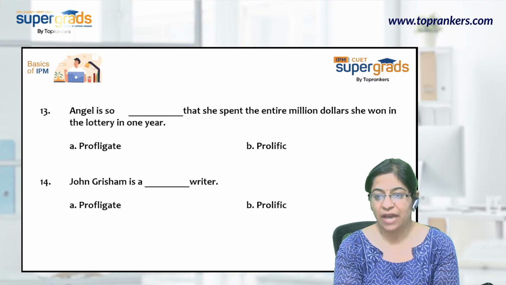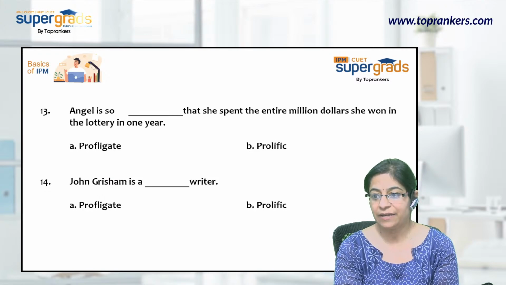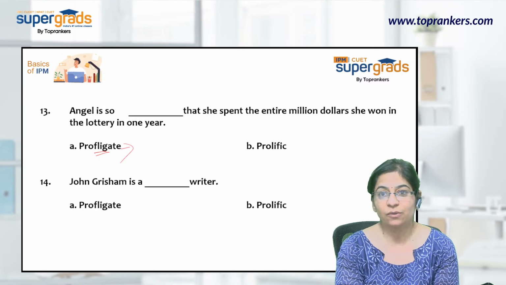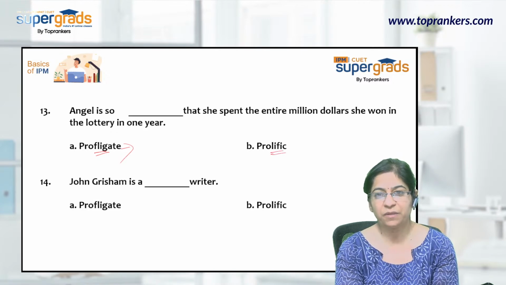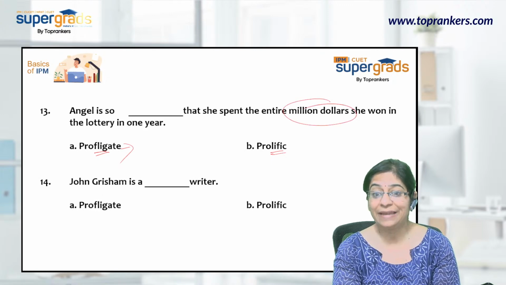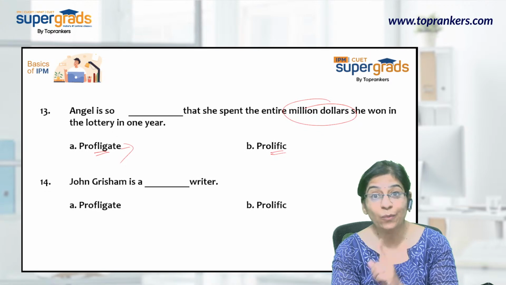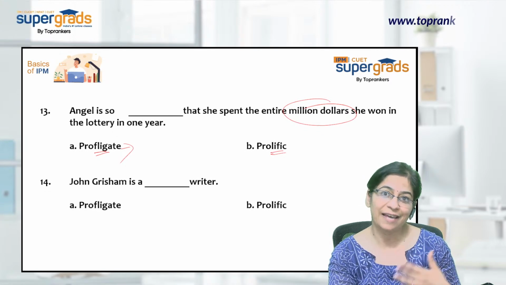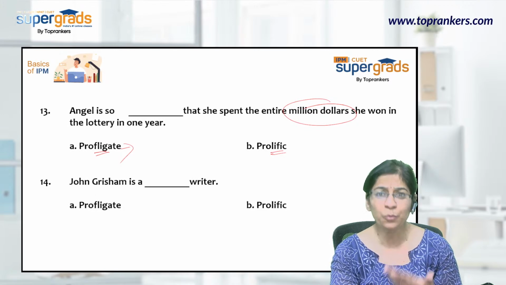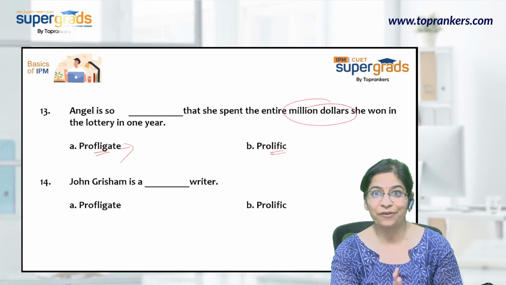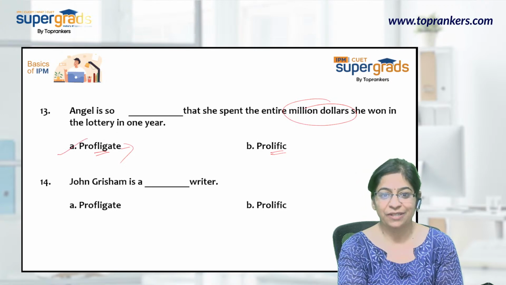Angel is so dash that she spent the entire $1 million she won in the lottery in 1 year. Profligate means somebody who's extravagant or wasteful, and prolific means somebody who's productive. Now, Angel has spent the entire $1 million in 1 year. She just spent that money. So probably she's been reckless, wasteful with the money. Spending $1 million in 1 year, that's a lot of money in very little time. So she has been profligate.